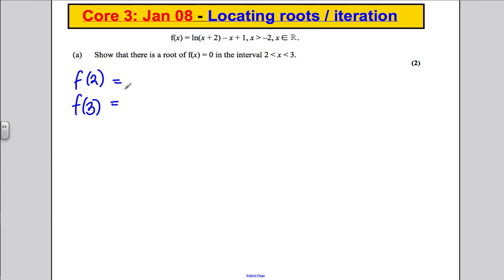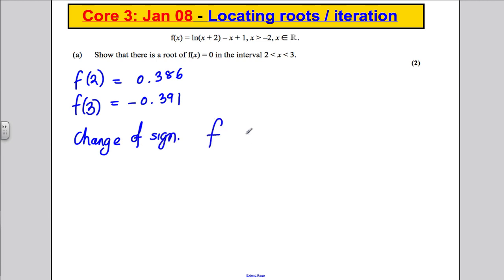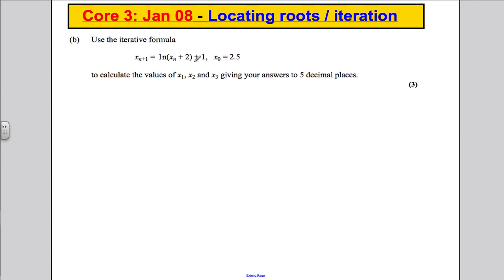Putting in 2, you get 0.386, and putting in 3, you get negative 0.391. Change of sign. F continuous. Therefore, root for 2 less than x less than 3. For x between 2 and 3. And we're done. Part B, here's an iterative formula.